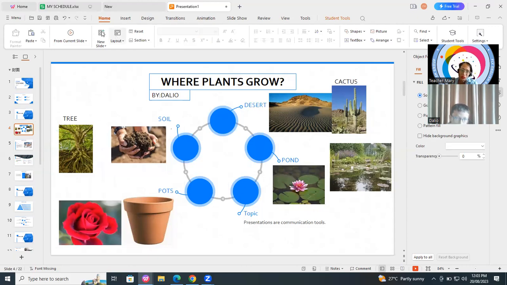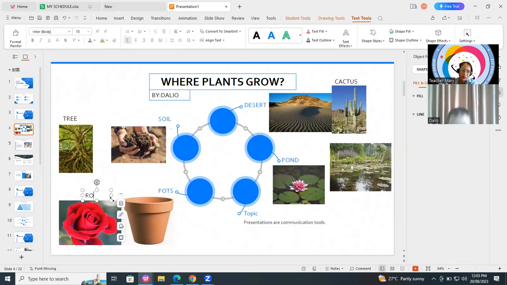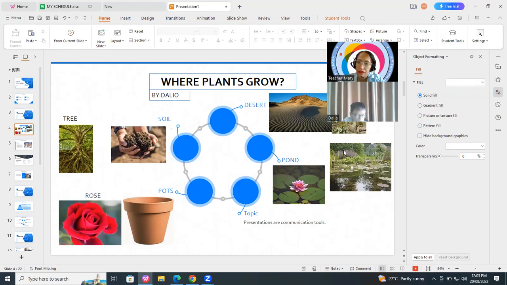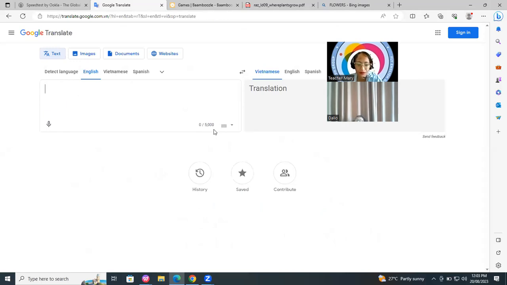So, aside from soil, aside from desert, pots, pond, where do plants grow? What else? Where do plants grow? Aside from this, okay, you forgot rock. You remember the word rock? Yep. Okay, rock. Rock in Vietnamese is da.